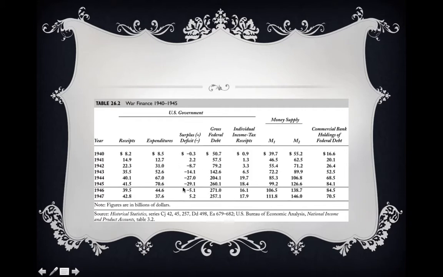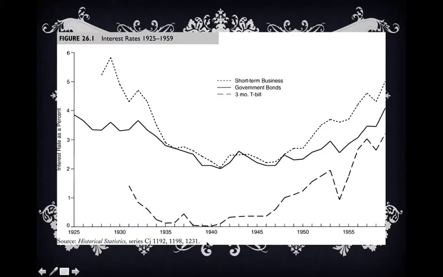The United States ran a deficit for every year during the war. And realize that the receipts increased in large part due to the fact that we see income tax receipts increasing dramatically during this time period, but also we see a dramatic increase in the money supply during that same time period. What do we see with regard to interest rates?